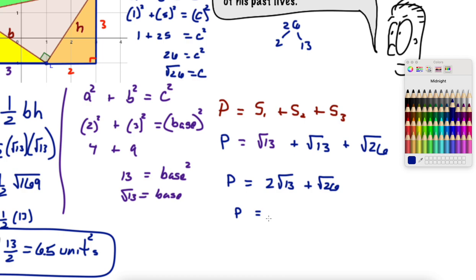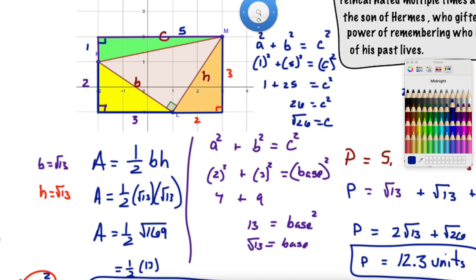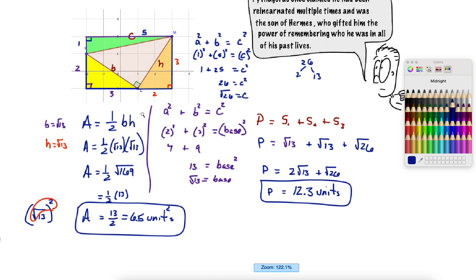And then if I wanted to round, I could do 2 root 13 plus root 26, and put it in my calculator, 12.3 units. Does that answer make sense? Let's see. We know this is root 13. So what is the square root of 13? It's a little bit less than 4, right? 3.6 something, so 3.6 and another 3.6, 7.2. And this has got to be bigger than 5. So yeah, that's kind of making sense. 12.3 is a good answer.